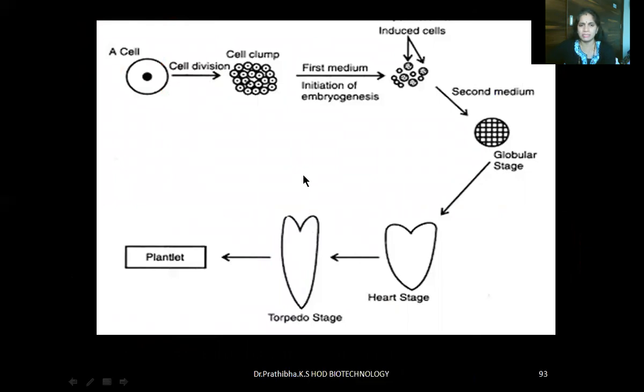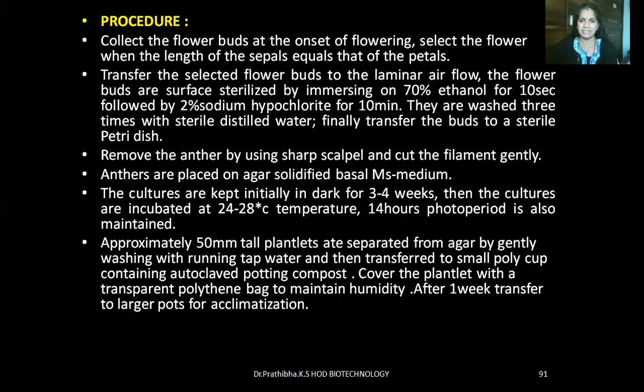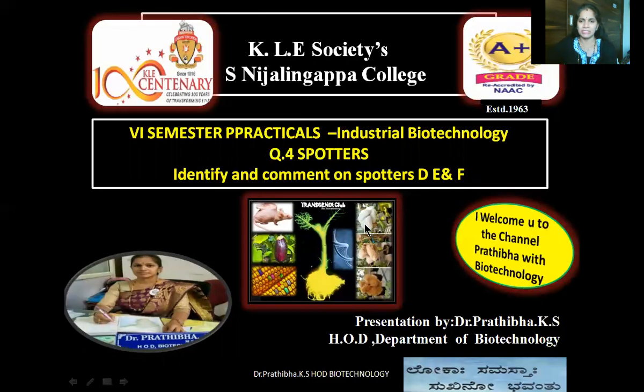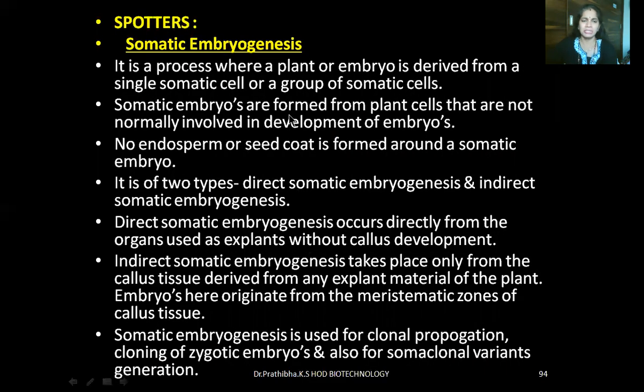Right? This is somatic embryogenesis. Identify, you can write in the examination hall in that paper. So question number 4, spotters D, E, F, right? So spotter D identified as somatic embryogenesis. Then you go back to your place and write the relevant points or comment on this somatic embryogenesis. And wherever you find important or relevant or key points or keywords, kindly underline those.